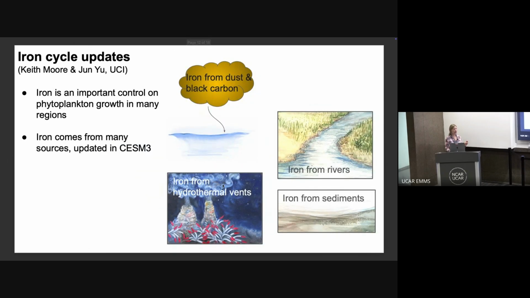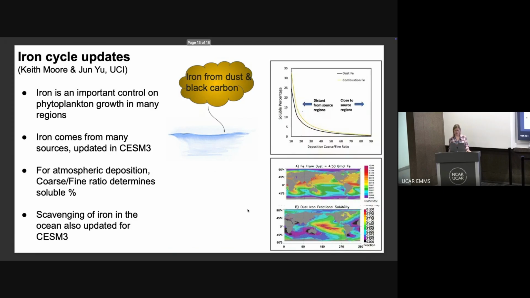And iron comes from many sources. All of these have been updated for CSM3. One of the most important ones is the iron from dust and black carbon deposition from the atmosphere. We also have iron from rivers, iron coming in from sediments, and iron from hydrothermal vents. And I'll go into a little bit more detail on this iron from dust and black carbon.